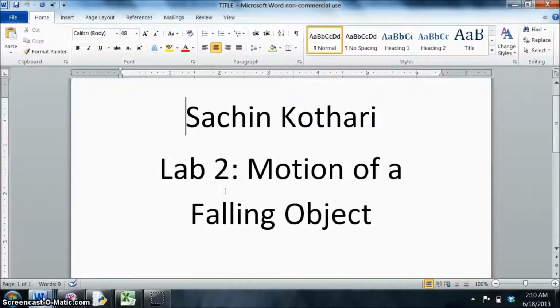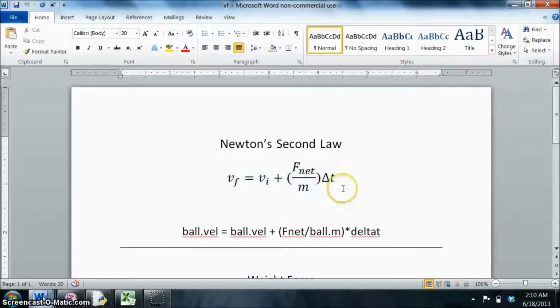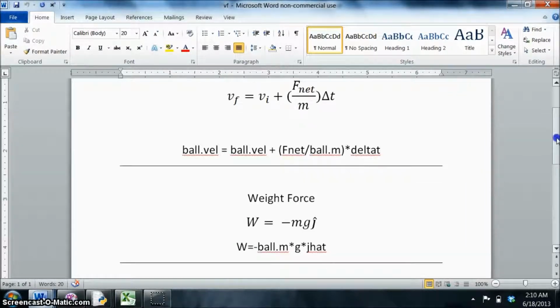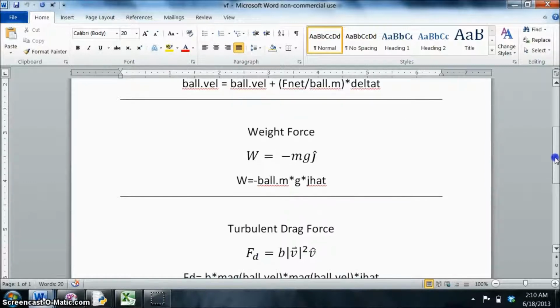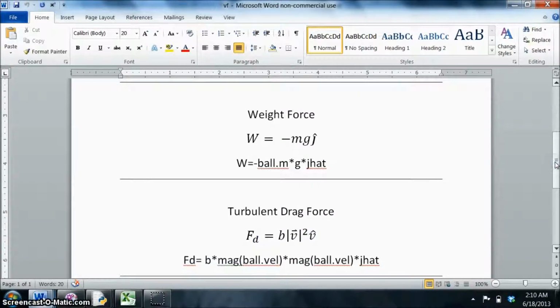Hello everyone, my name is Sachin Kothari, and today I'll be presenting my second lab report, motion of a falling object. In our last lab report, we analyzed an object moving at a constant velocity in which we found that the net force is equal to 0. So, therefore, it would make this side of the equation 0, making the final equal to the initial, giving us a constant velocity. This time we're going to have two forces adding up to be our net force, and that is one of the goals of this lab, that the net force is now going to be non-zero.